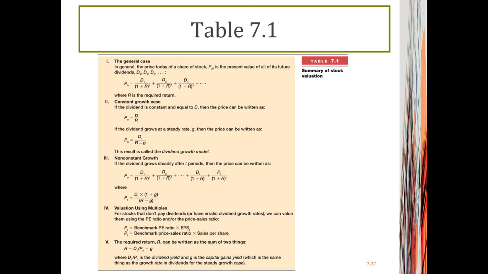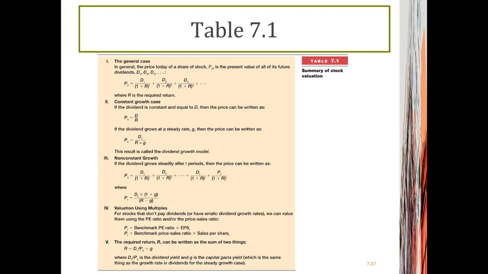Sometimes we don't know dividends, because companies don't pay dividends. If that's the case, we have to rely on valuation multiples, typically the PE ratio or PS ratio. If we know a benchmark PE ratio and an estimation of future earnings or future sales, then we can get a stock price estimation.